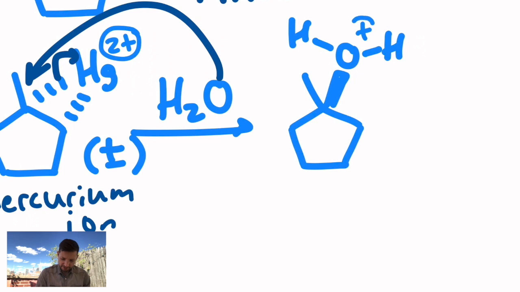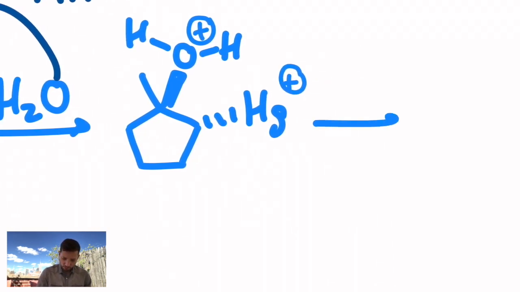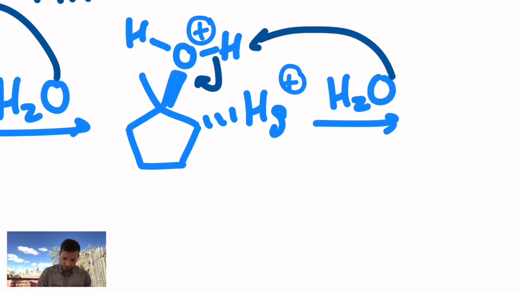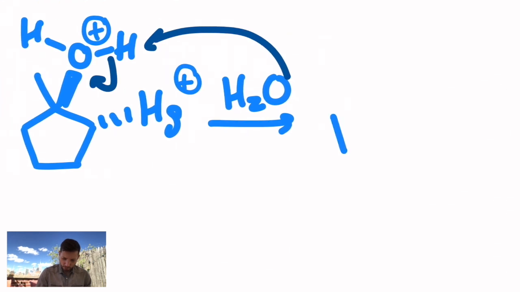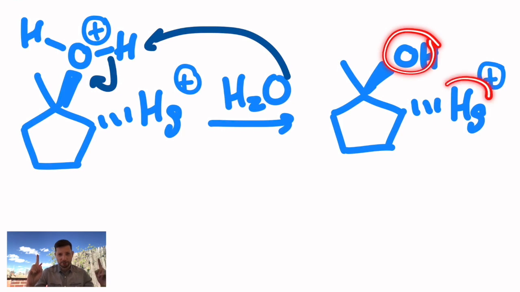It now has a plus charge on it. Whereas my mercury, it's still attached to the other carbon, and as a result it has a +1 charge on it. Now this will lose an extra H. Water can take away that extra H, and you get an alcohol on one carbon. And we still have this mercury attached to the other. And this actually is the oxymercuration product, and that's why they call this oxymercuration, because you're adding an oxygen and a mercury across what used to be a pi bond.